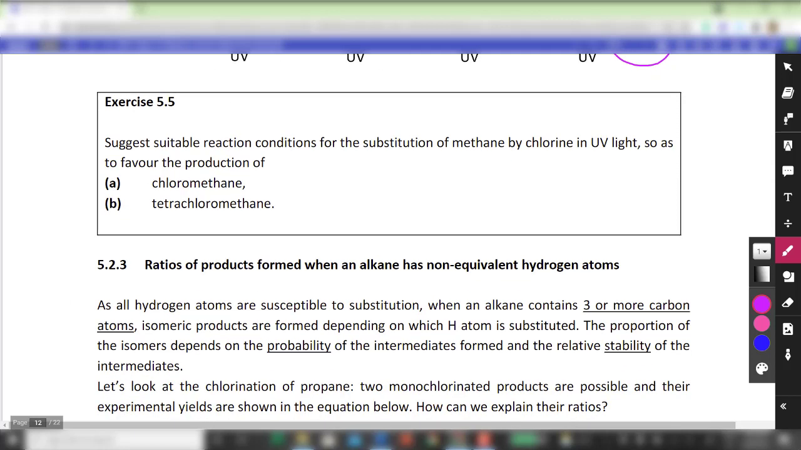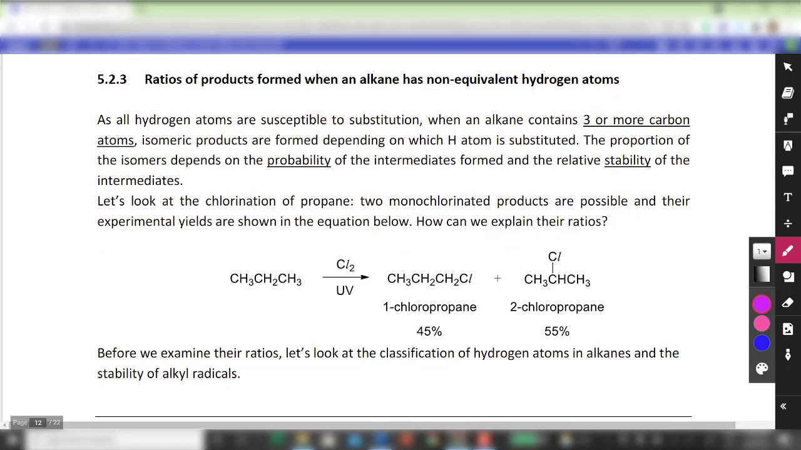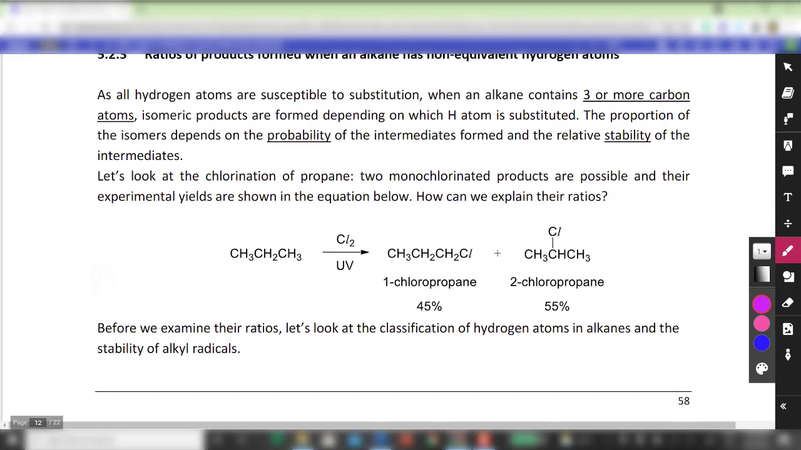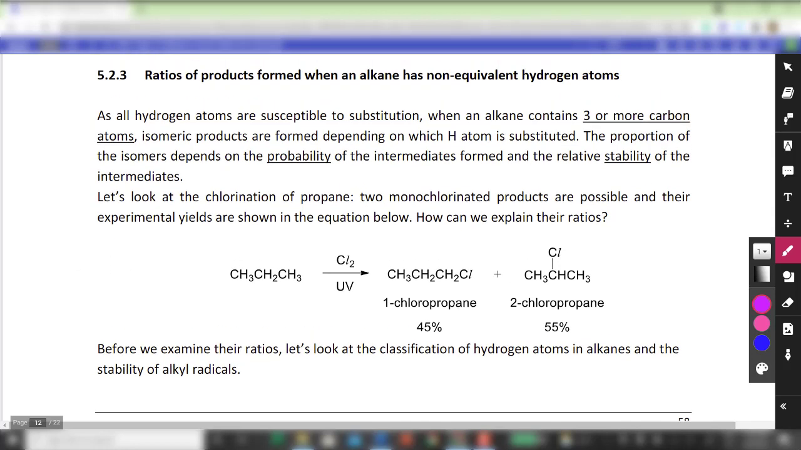Next we go into the next section on the ratio of products formed with non-equivalent hydrogen atoms. You might be wondering what this means. So I'll just use a very simple example here. Here we have propane. If you were to draw the structure of propane out, let me just draw the carbons. You realize that the 6 H's at the ends are a little bit different from the 2 in the middle.